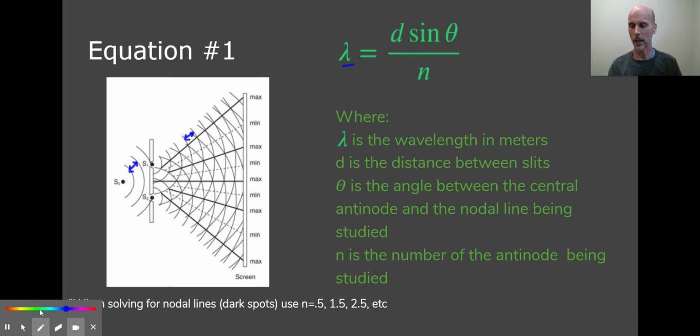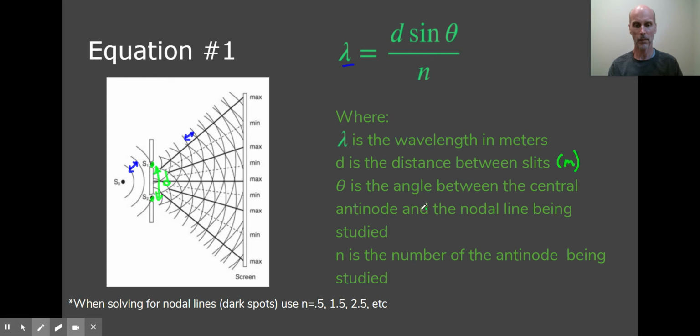D is the distance between the slits. On this diagram, I think it's fairly clear, there's an opening right here, there's an opening right here, and the distance between these two, from here to here, is the D. So that's our D, the distance between the slits. That would be measured in units of meters as well if we chose that.